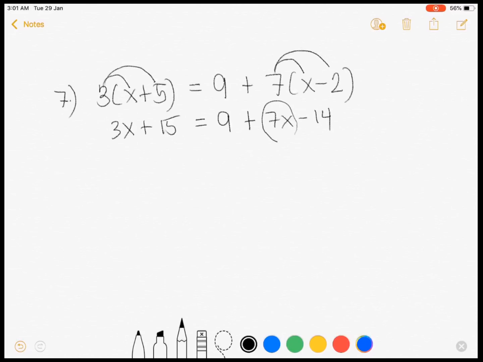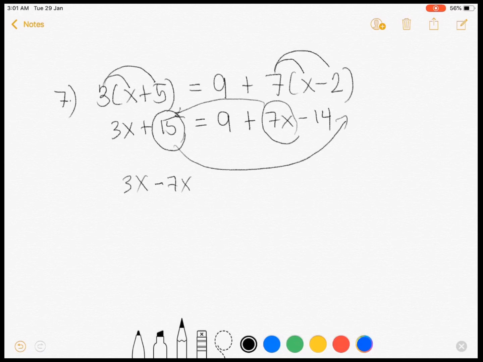So, transpose natin 'tong 7x sa left side and then itong positive 15 sa right side. So, we have 3x. Yung 7x positive sa right side, so magiging negative 7x siya sa left side. Then, yung 9 minus 14. Then, yung positive 15, magiging negative 15 sa right side.